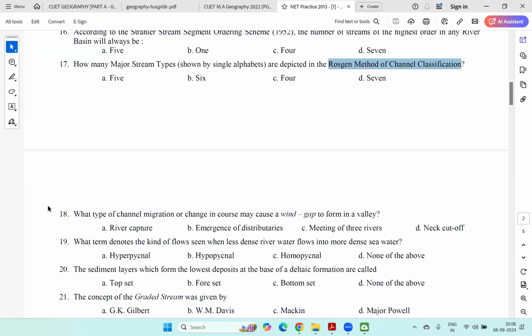Okay, the concept of a graded river was given by whom? 21 is A. Okay, Gilbert, not Davis, Gilbert. Okay, and base level was given by Powell. Base level was given by Powell. A very nice definition of the graded river was given by Mackin.